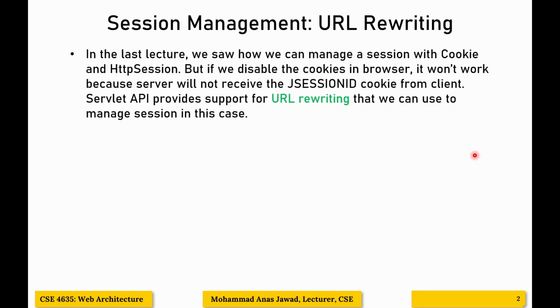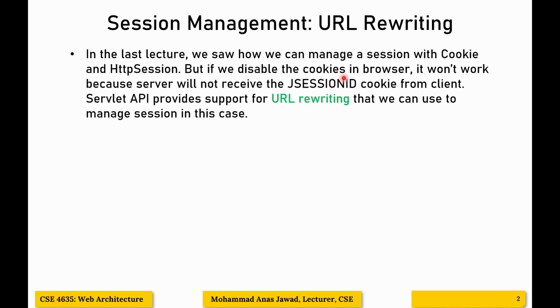In the last lecture, we saw how we can manage a session with cookie and HTTP session. We know that when we use the getSession method to create a new session, automatically a cookie is generated with the key name JSessionID, which stores the unique session ID that is used to identify that client between each request, right? Now, if for some reason the client has disabled cookies on the client side, then that cookie will not be generated and the server will not be able to identify that client for further requests.